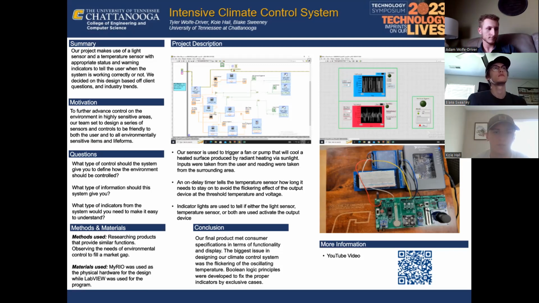Now into the project description. Our application, as you stated, uses the MyREO board that uses sensors that would then be inputted into LabVIEW to trigger a fan or a pump just to cool or shade anything, or like Tyler said, a habitat, a painting, any sensitive area to climate.